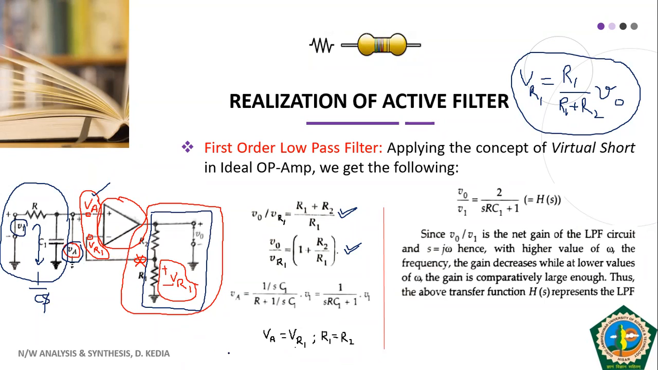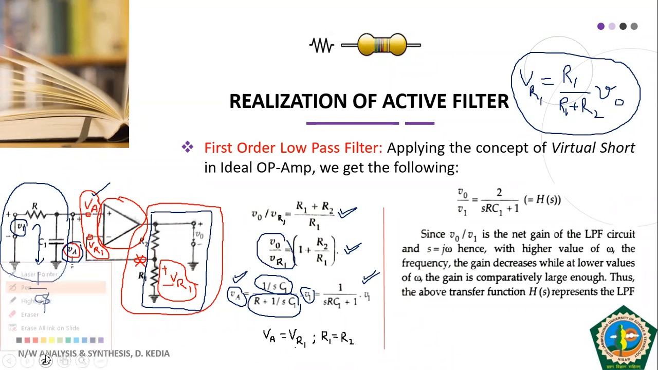If you apply the voltage divider again, what do we get? The capacitor, 1 by C1s, divided by R plus 1 by C1s, into the voltage that is getting divided, V1. And what is the output? VA. So we have VA equal to 1 by (SRC1 plus 1) into V1. So we have obtained VA, and we have obtained VR1 here.